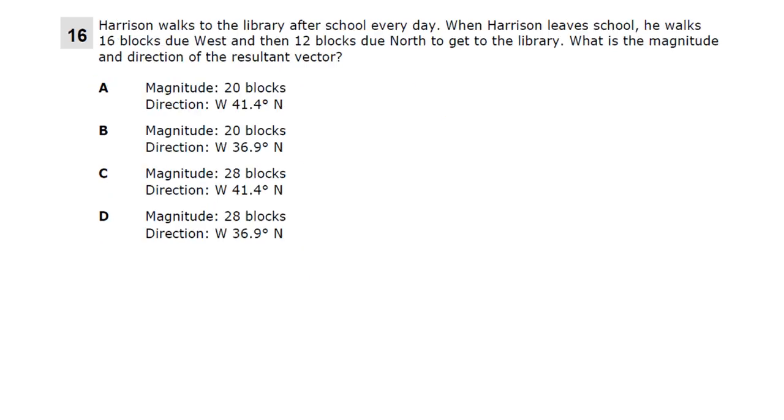A little bit of working around on this. 16. Harrison walks to the library after school every day. When Harrison leaves school, he walks 16 blocks due west, then 12 blocks due north to get to the library. What is the magnitude and direction of the resultant vector?